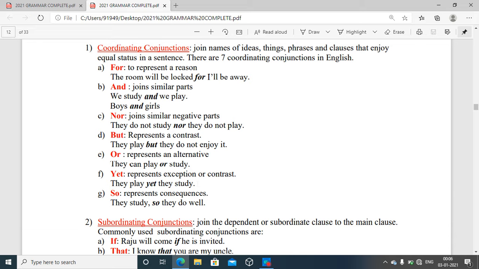And again, the last type of coordinating conjunction is so. So represents consequences, the impact or the effect of something. They study, so they do well. The reason, that is the consequence, or the effect of their studying well. Because of that, they do well. So that is the way you have all seven coordinating conjunctions functioning in different ways. The main function is joining.